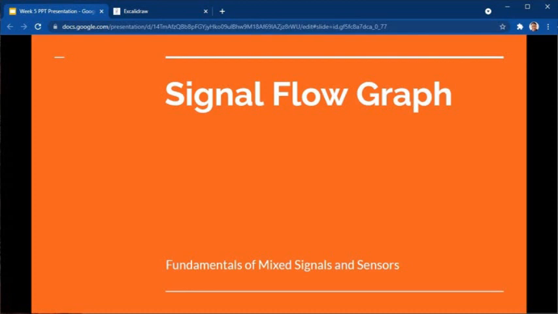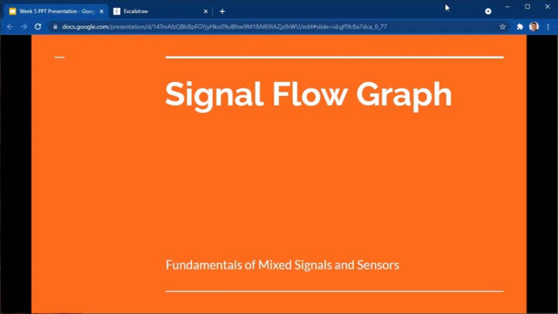Good day, everyone. For this week's topic, we are now on week number 6. We are now on midterms, and for the first topic of our midterms, we have the signal flow graph.